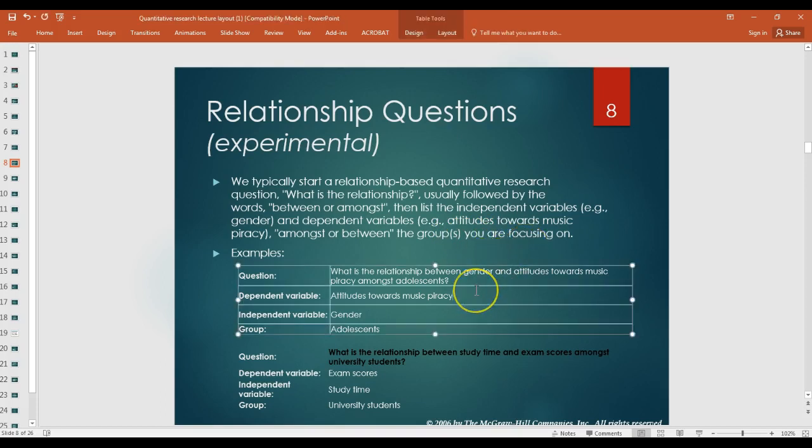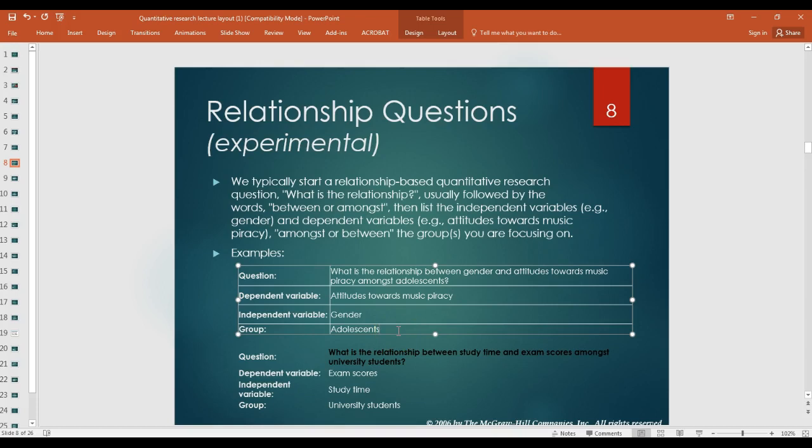So let's see the first example. The question will be: what is the relationship between gender and attitude toward music piracy amongst adolescents? The dependent variable is attitude towards music piracy, and the independent variable is the gender, and the group we're studying are adolescents.